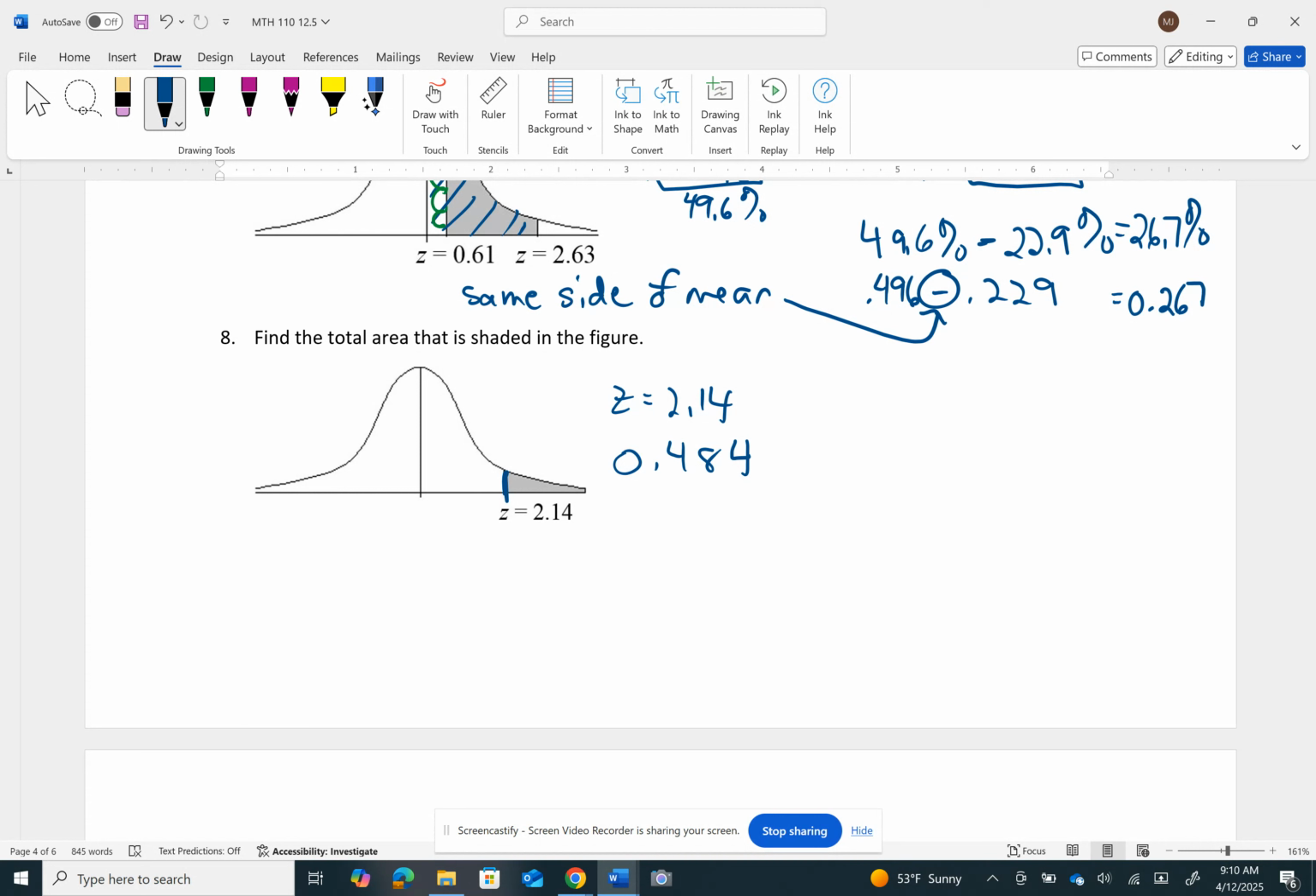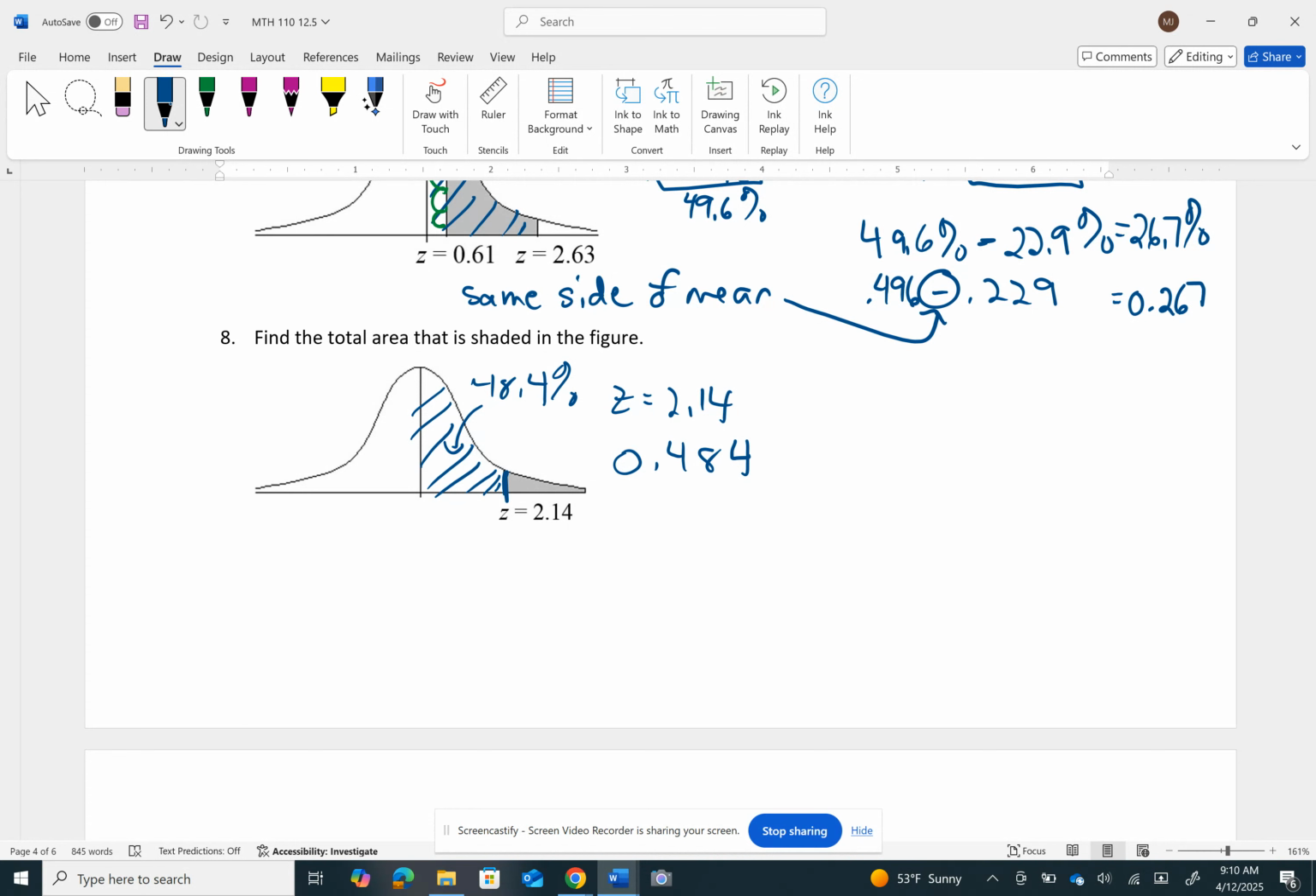0.484 would represent this. Okay? Because that's what the table can do. That's all it can do, is from your z-score to the mean. But that's not what you want. You want what you see shaded.